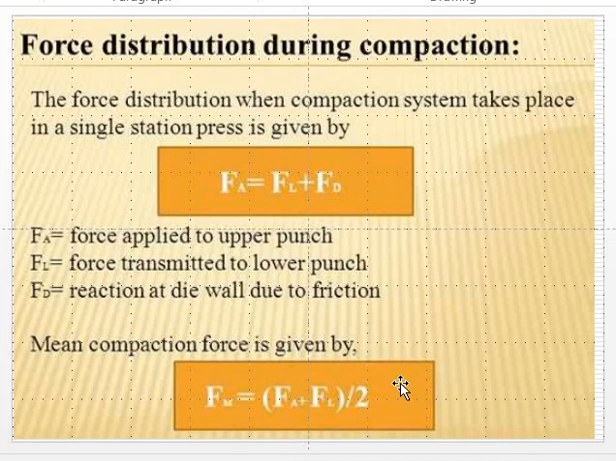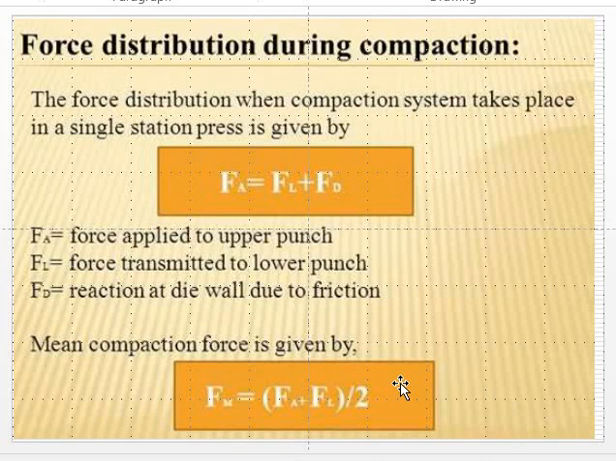When the upper punch is pressing your material, that is called the total force applied by your upper punch on your total material. Now, how is that pressure categorized or divided? Generally, force is transmitted to the lower punch, and there is the reaction of the die wall. So Fa, the total force applied to the upper punch, is equal to the force transmitted from the upper punch to the material and from the material to your lower punch.